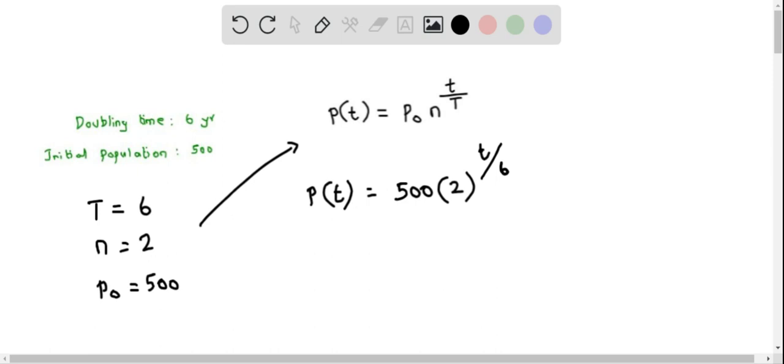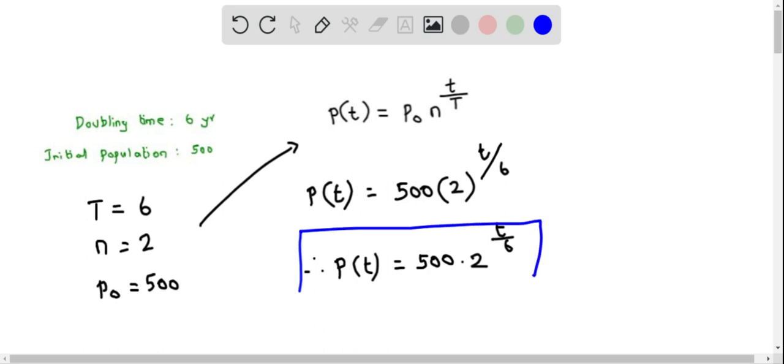So this is the model. In fact, we can rewrite this as P of t equals 500 times 2 raised to the power of t over 6. So this is the exponential model in this form.